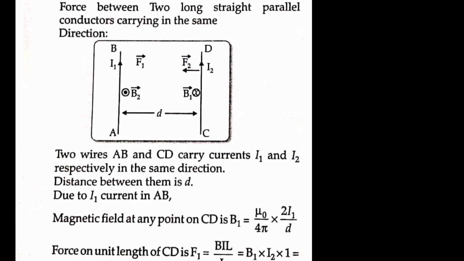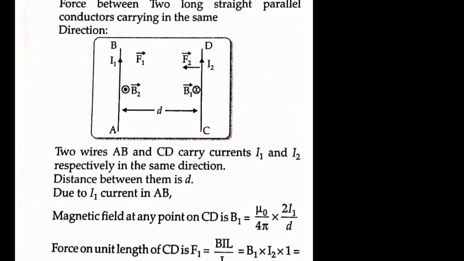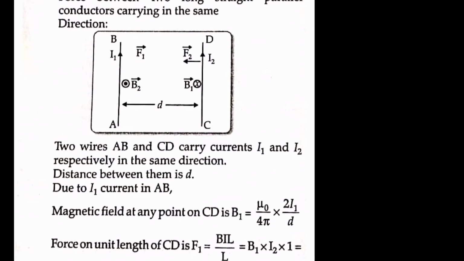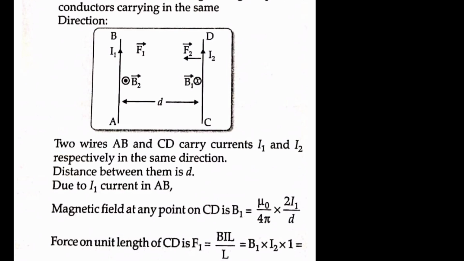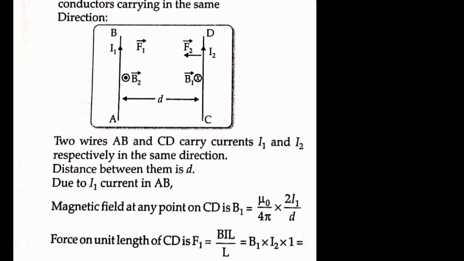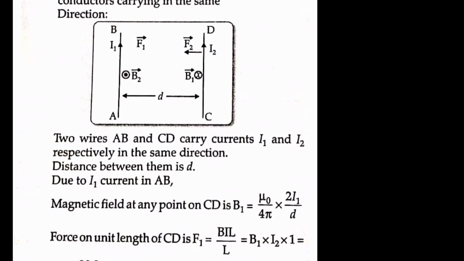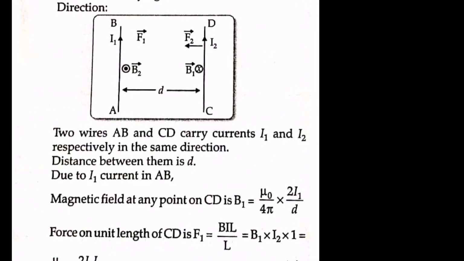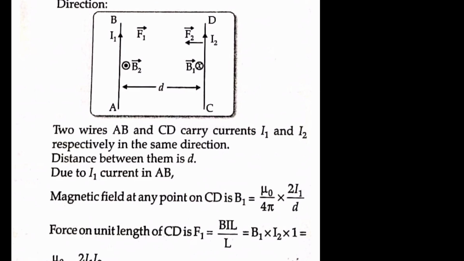For the expression we are getting 1.5 marks, and for the definition of ampere we are getting 1 mark. So like that, the division of marks we have to know. And here for deriving the equation, first of all we have to draw the diagram. That is important.